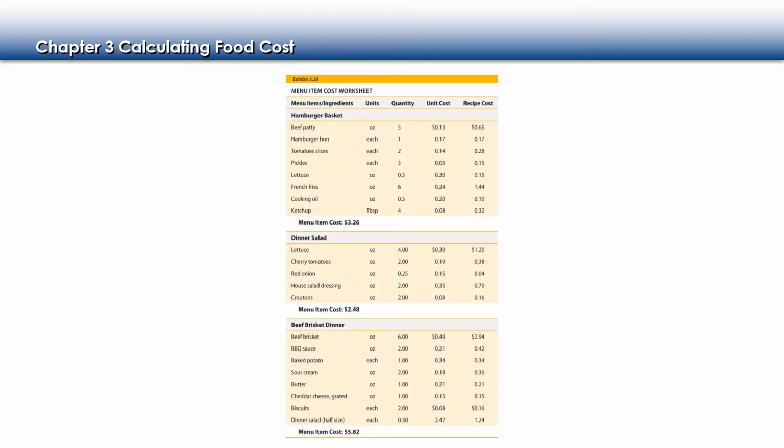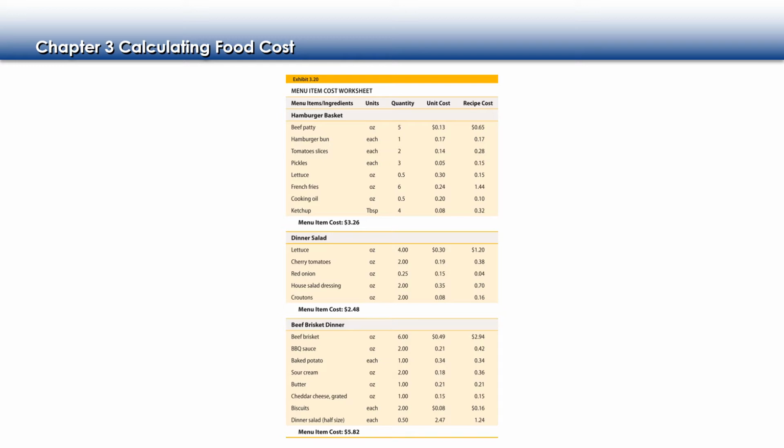when we're calculating our food cost for a plate, we're going to do a similar pattern as we did for costing out a standardized recipe. Except rather than having individual recipe ingredients to produce that recipe, let's say like our pasta sauce in the previous video, this time the ingredients are the individual components of a plate. So in this case, we have our beef patty, our hamburger bun with tomato slices, pickles, lettuce, ketchup, French fries, and the cooking oil to cook the French fries in. And so in this case, we want to take all those ingredients together, add them up, and we get a total cost of $3.26.